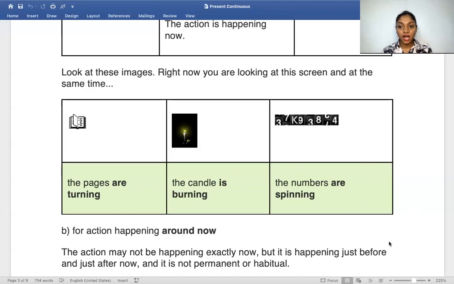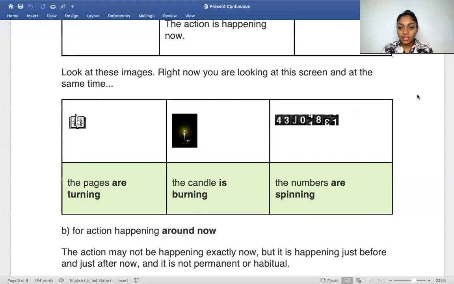What is the third action, Karim? The numbers are spinning. Very good. The numbers are spinning. Okay. Thank you so much, everyone. So those are the 3 actions that are happening right now, exactly now.